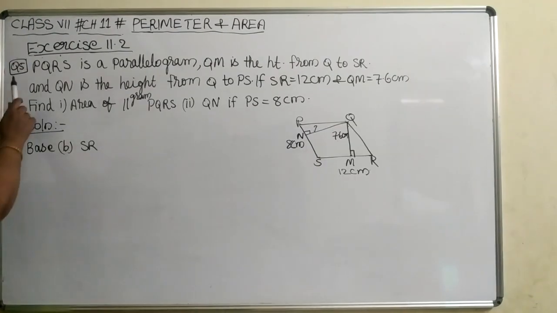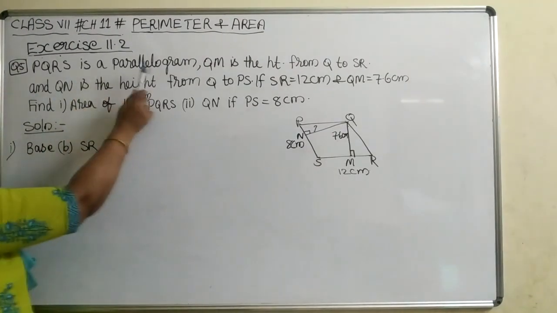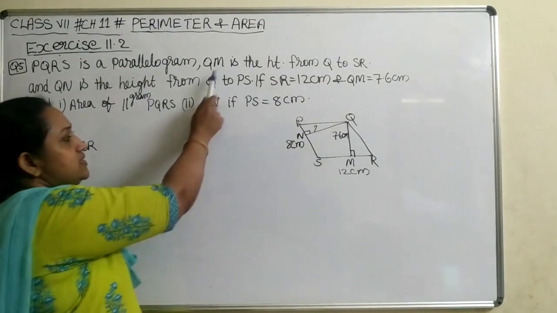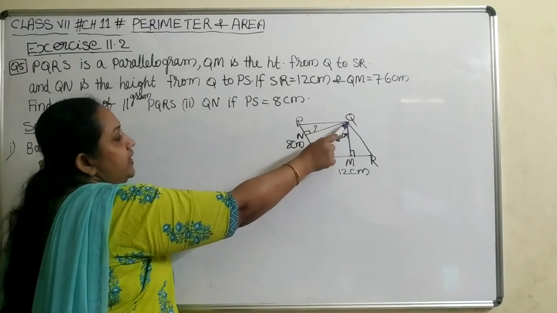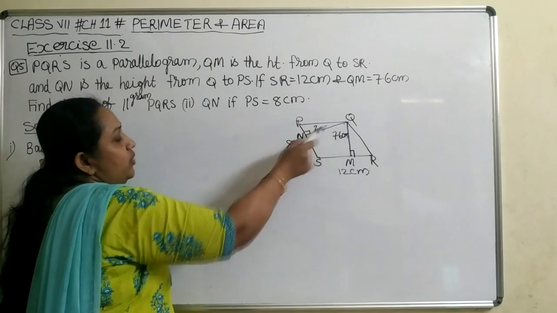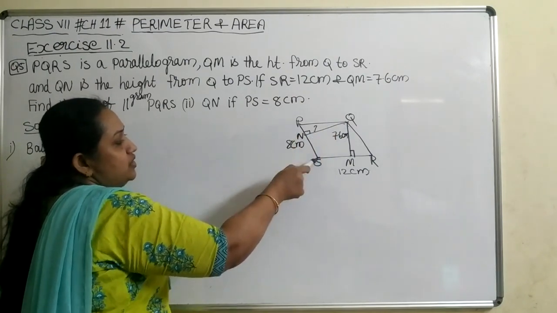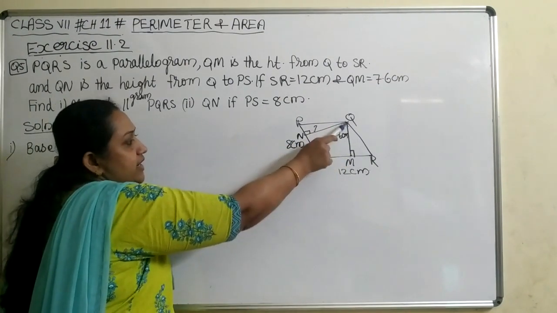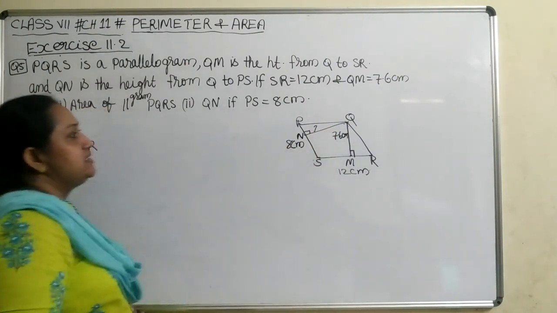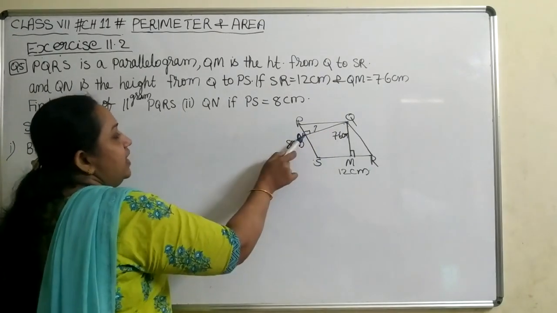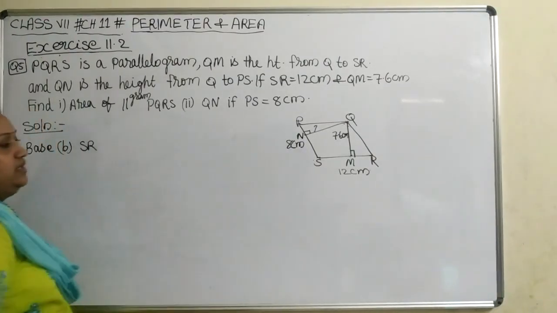Now we move to question number 5. PQRS is a parallelogram. Here it is drawn, parallelogram PQRS. QM is the height from Q to the base SR, and QN is the perpendicular height drawn to the side PS. If SR equal to 12 centimeter and QM equal to 7.6 centimeter, find area of parallelogram. Also find the height QN drawn from Q to the base PS.